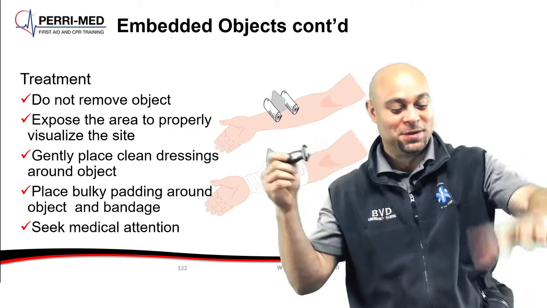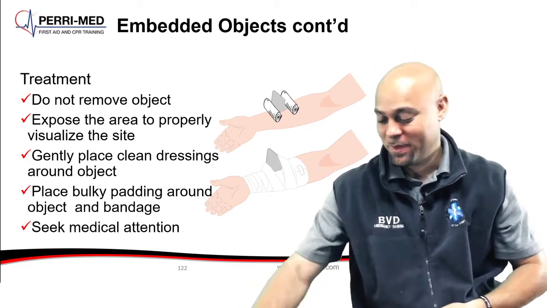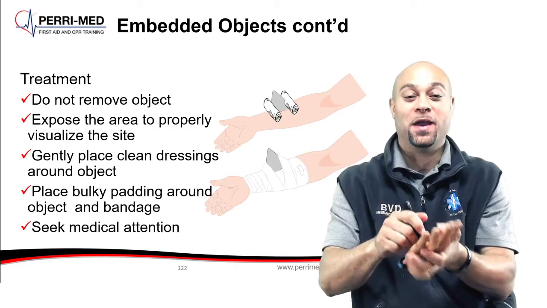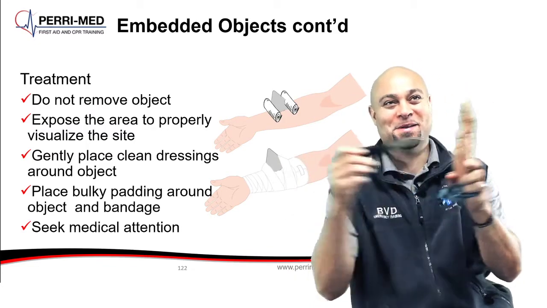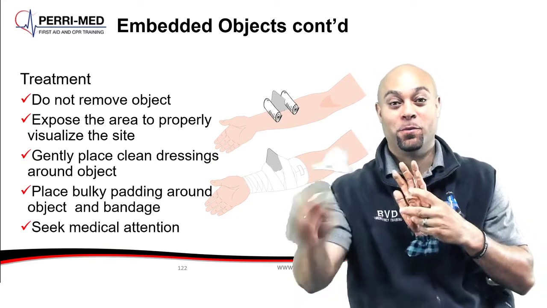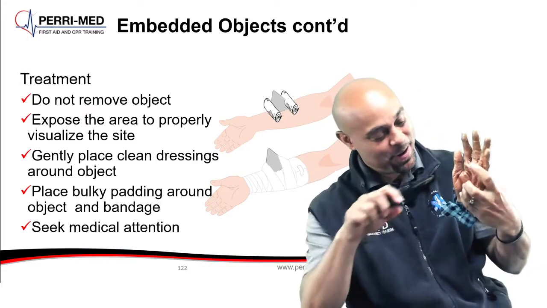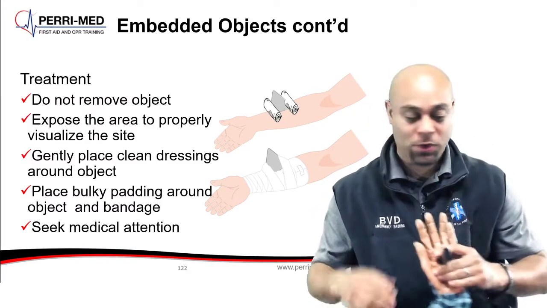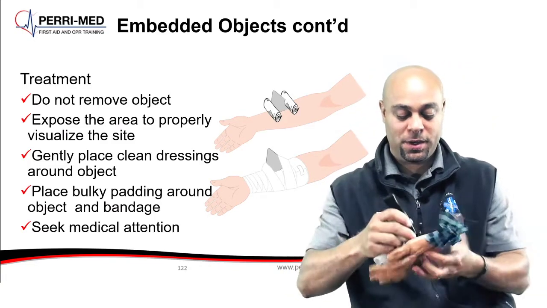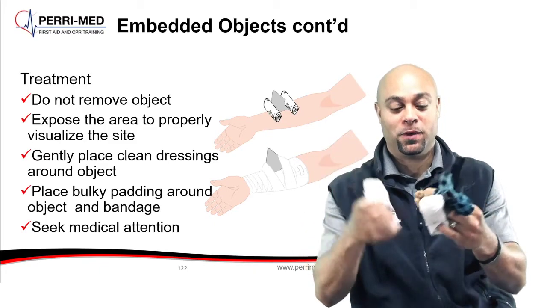Yeah, so let's say someone gets a knife in the hand. Well, what are we going to do? Let's say he gets a knife actually stuck in the hand. Are we going to remove it? No. If it's stuck in the hand, then we need to put bulky padding on either side. So someone has the knife stuck in the hand like this. We're going to put a roll of gauze on one side and a roll of gauze on the other.